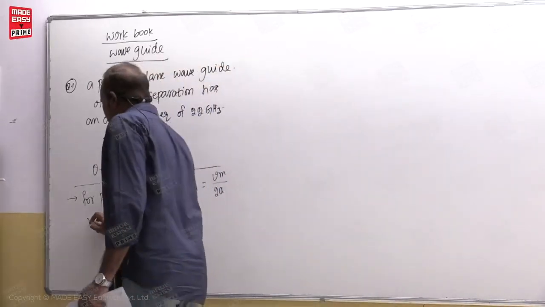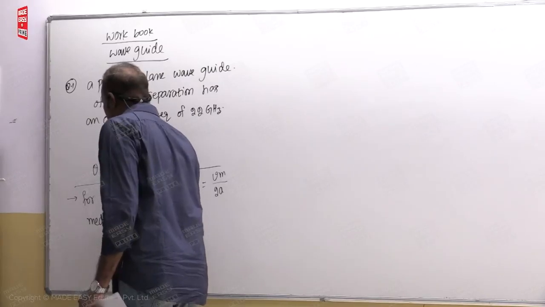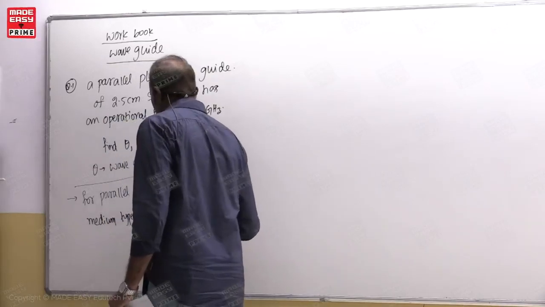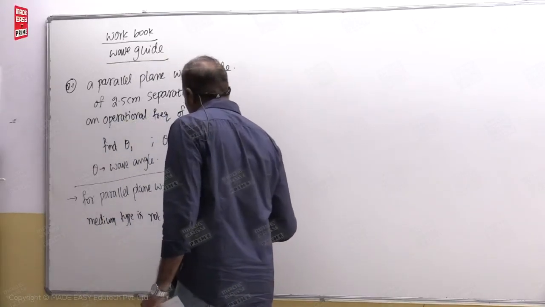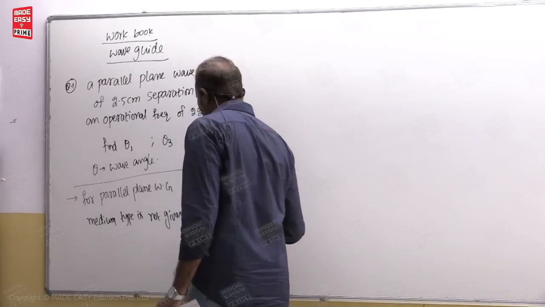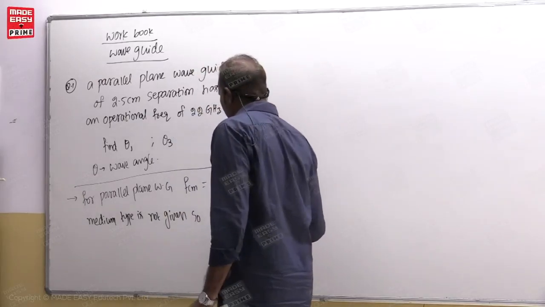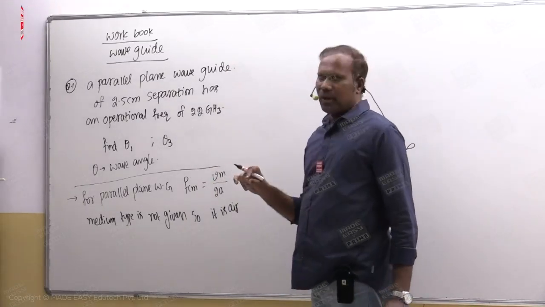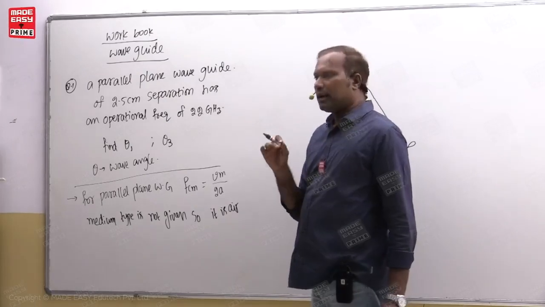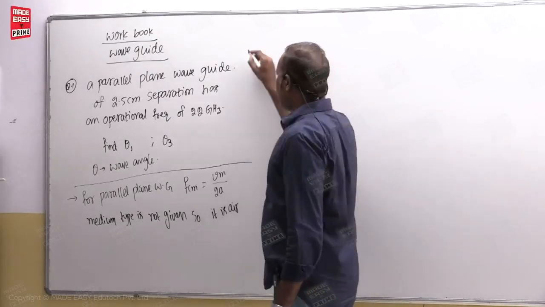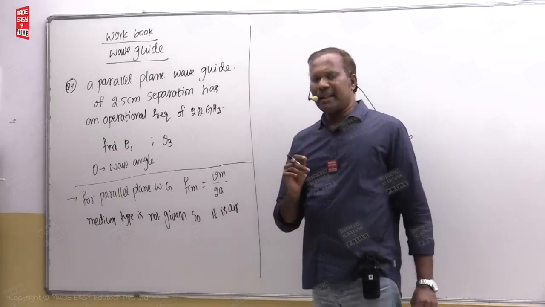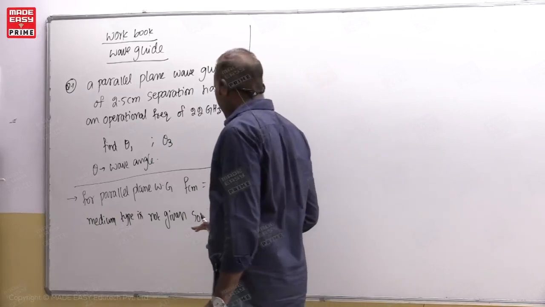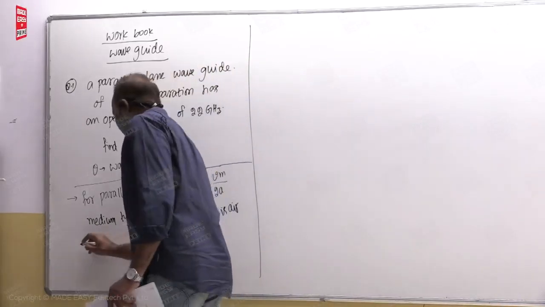So medium type is not given. So it is air medium. Students, you remember in rectangular waveguides and here parallel plane waveguides, if medium type is not given, that is air medium. Generally in engineering service exams they do like that, but in GATE exam we clearly mention everything. So if not mentioned, then that is air medium.